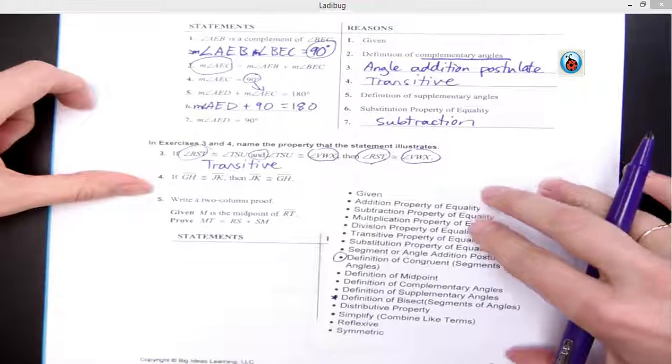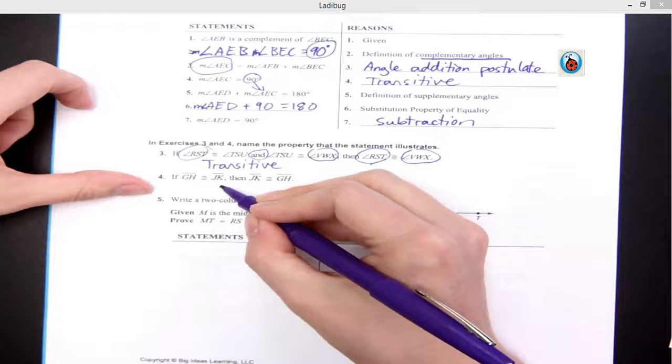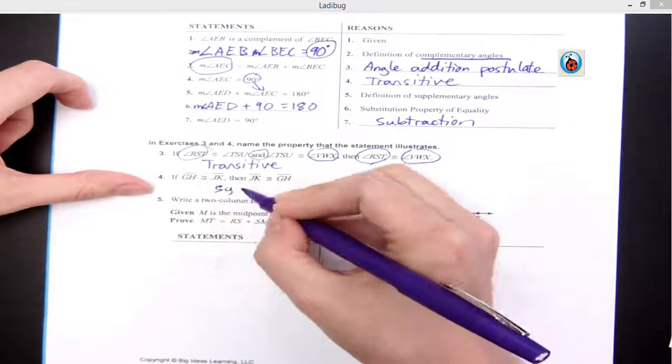Alright, and the next one is a really easy symmetric. We just switched the order.